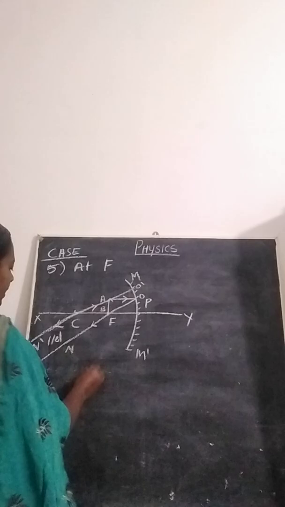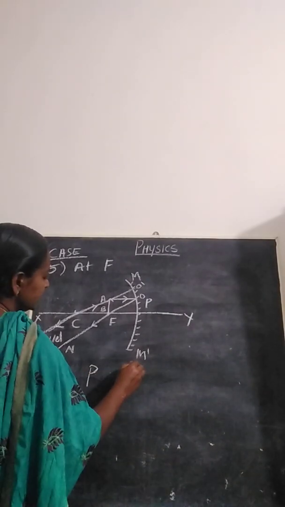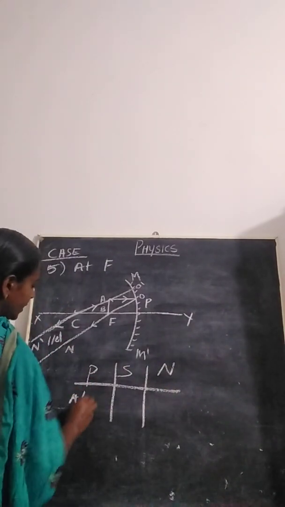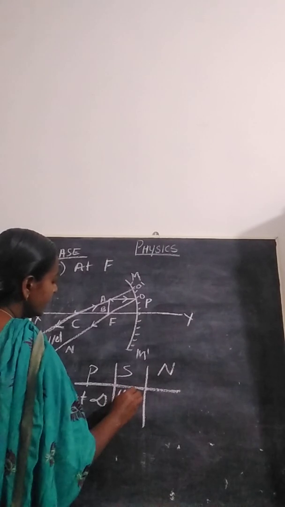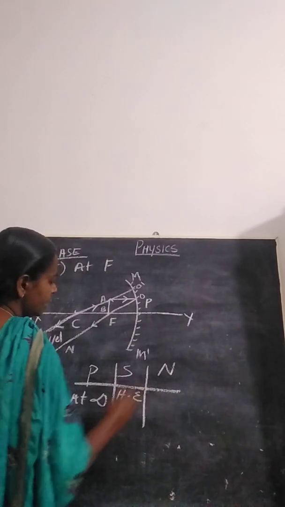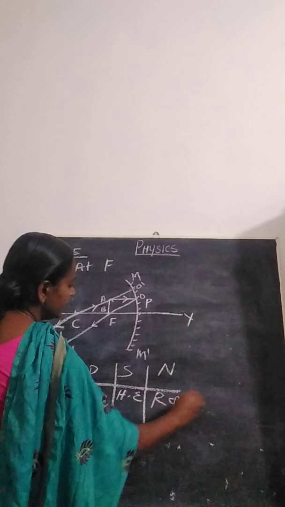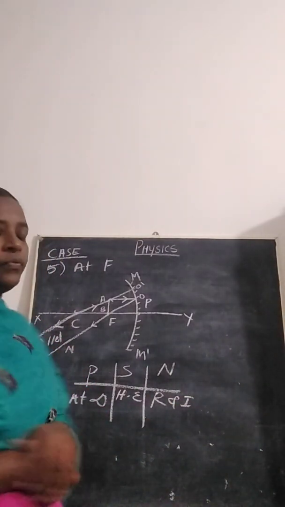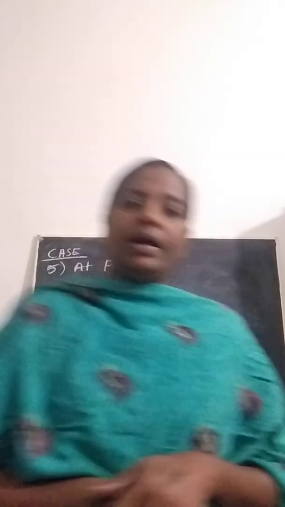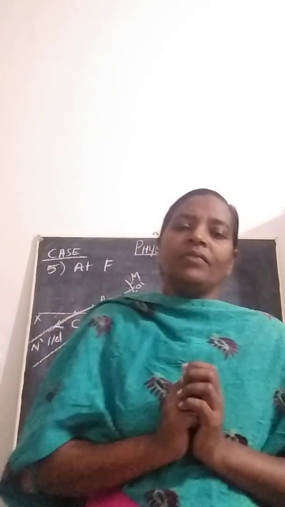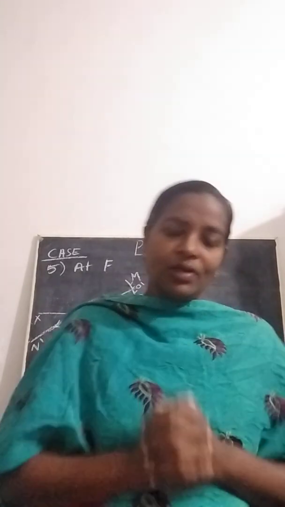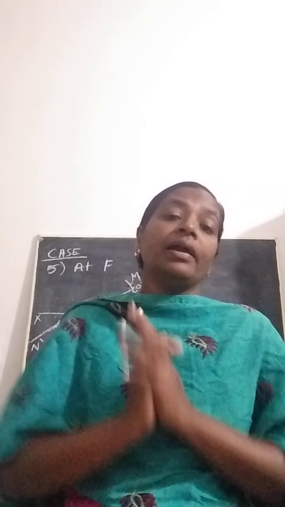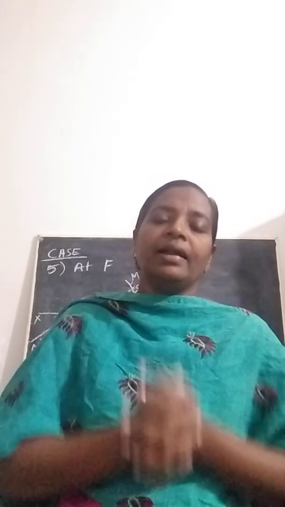Let me write the details about this image: position, size and nature. Position at infinity, size highly enlarged, and nature real and inverted. These are the specialities of the image formed by a concave mirror if we place an object at F. If we place an object at F, we will definitely get an image at a far off distance called infinity, and it will be a highly enlarged image.